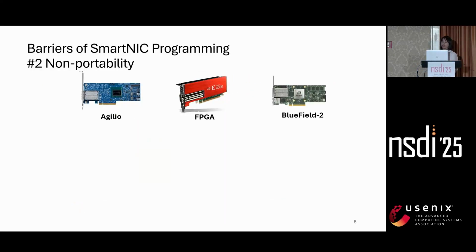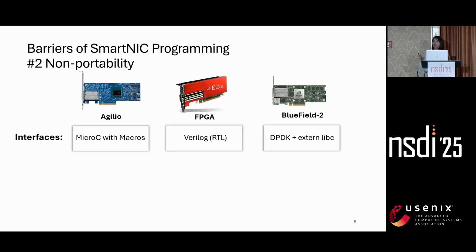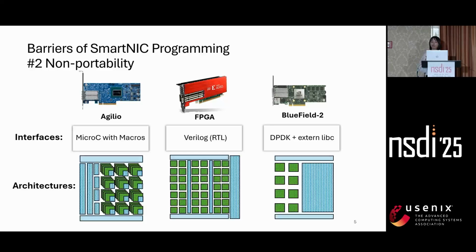However, this is not the end of the nightmare, and the second barrier is non-portability. As we said, new SmartNICs come out every year, and it's important for us to port applications to a new generation of SmartNICs to prevent vendor lock-in. However, porting programs is extremely hard, not only because these NICs come with different vendor-specific low-level interfaces, but also because these NICs have completely different microarchitectures with different degrees of hardware parallelism and memory hierarchies. This means you need to re-implement all your previous parallel optimizations on new hardware.